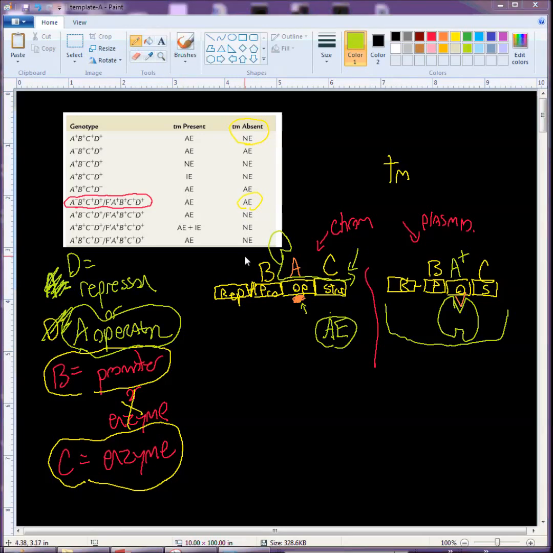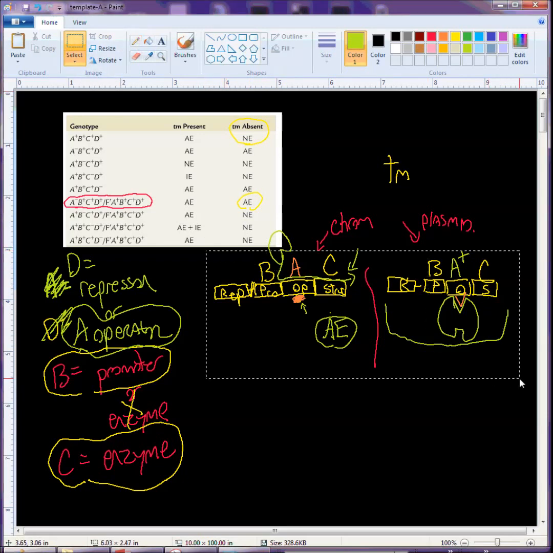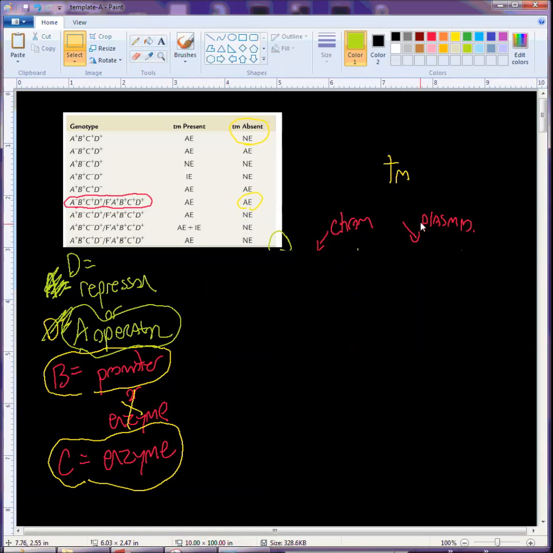So we have our model now, and let me cut this stuff out of here and make sure the other three strains are consistent with our model of D as the repressor, A the operator, B the promoter, and C the enzyme. Start by diagramming.